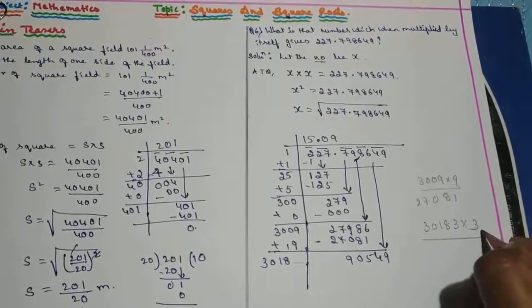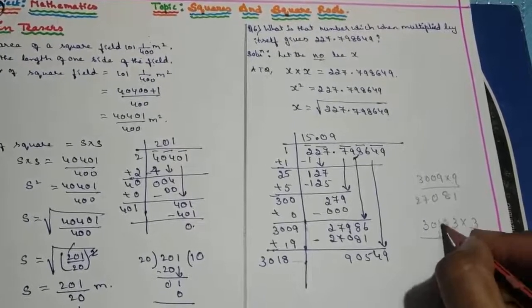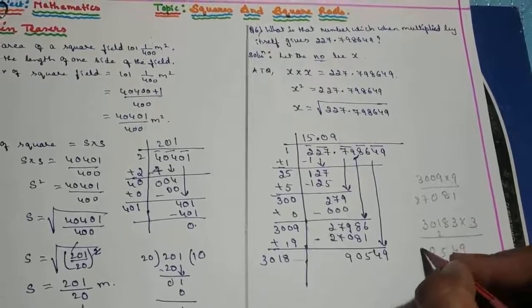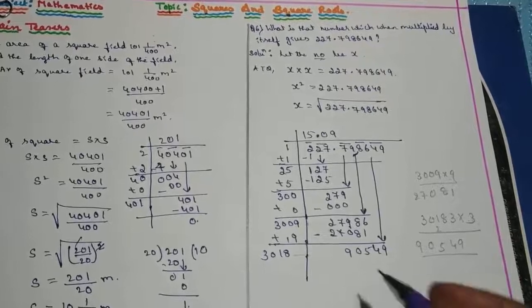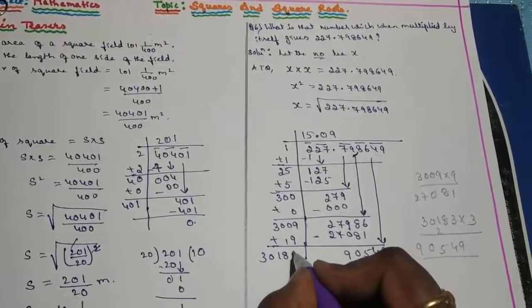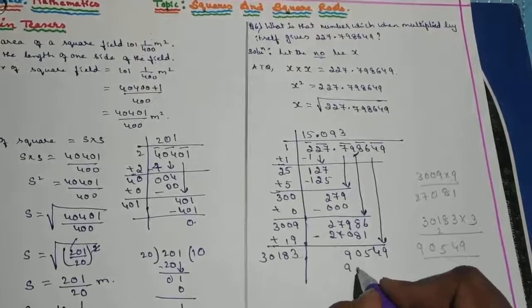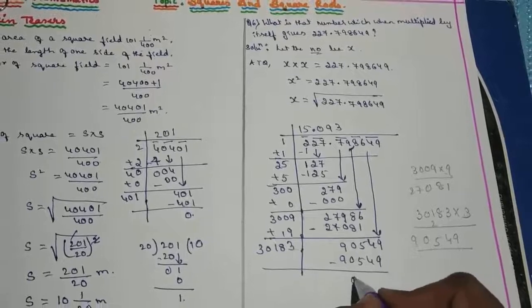3 3s are 9. 3 8s are 24. 3 1s are 3, plus 2 is 5. 3 zeros are 0. Then 3 3s are 9. So it is the same number, whatever it is, there in the dividend. So 3 times it gives 90549, and the remainder becomes 0.